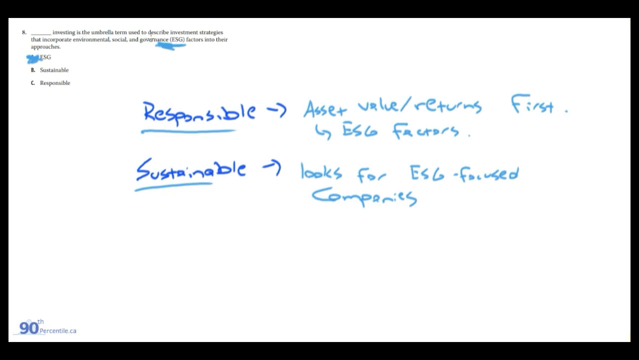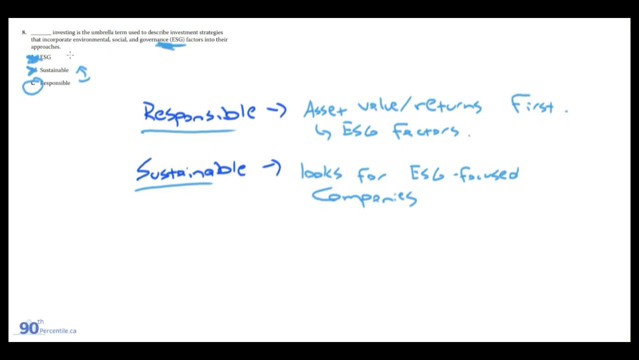blank investing is the umbrella term used to describe investment strategies that incorporate. Once again, it's kind of a toss up. But if they said something about going out of their way to look for the ESG strategies, I would do sustainable. But in this case, I would pick responsible, and that ends up being the answer. It's kind of a toss up, but that's just how it is in this section.